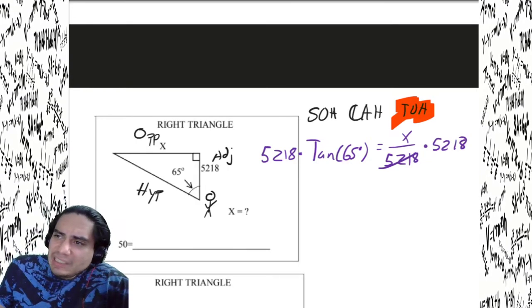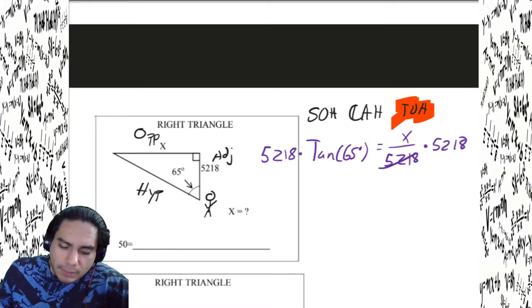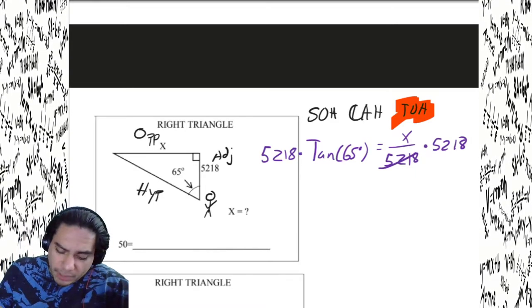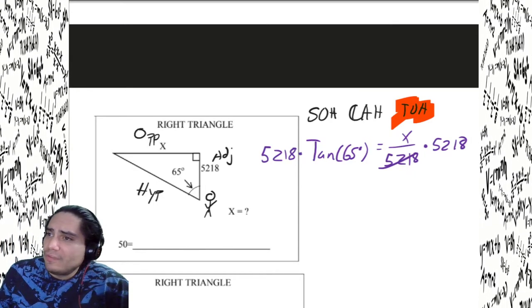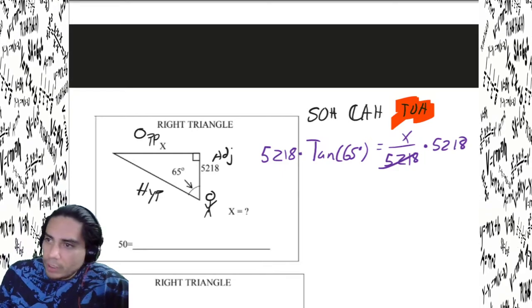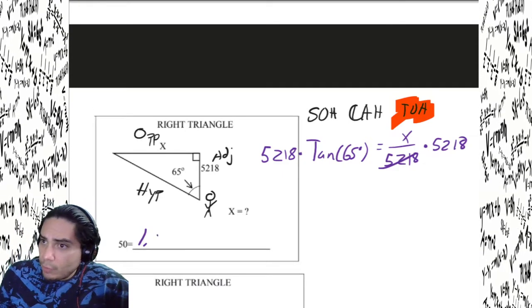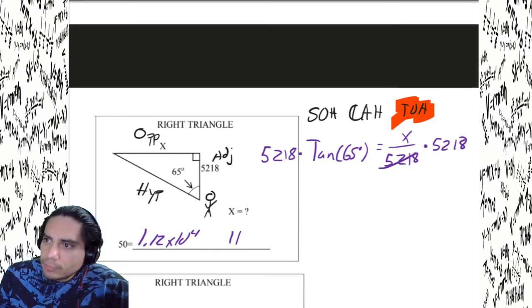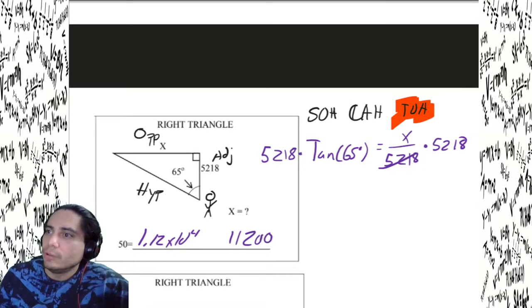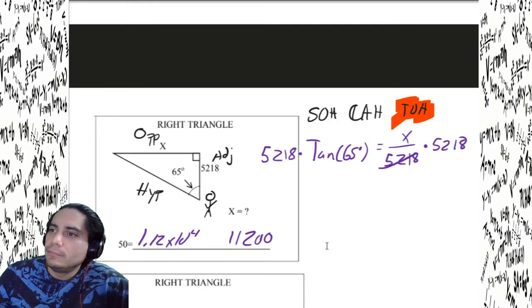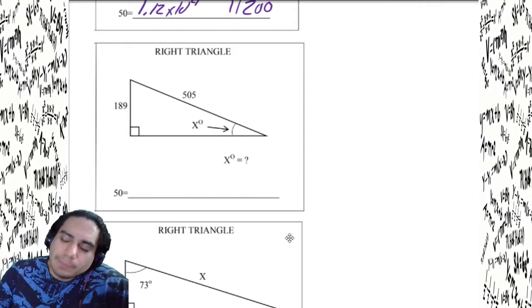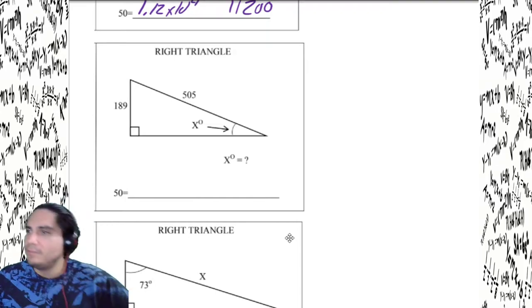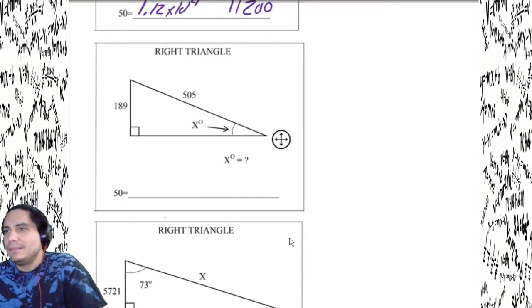So I put 65, tanned it, and now I have 2.14. I'm going to go ahead and multiply with that 5,218, and guess what? We got ourselves an answer of 1.12 times 10 to the fourth, or 11,200. Call it a day. All right. Hopefully, these problems aren't difficult, but you just got to get the hang of them. And then they just get easy.